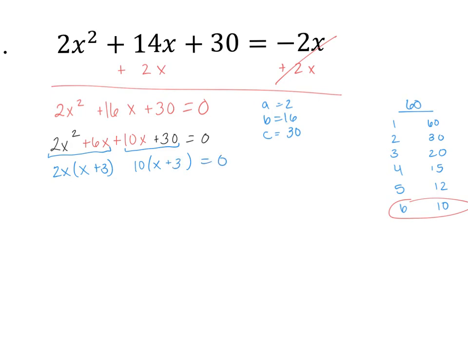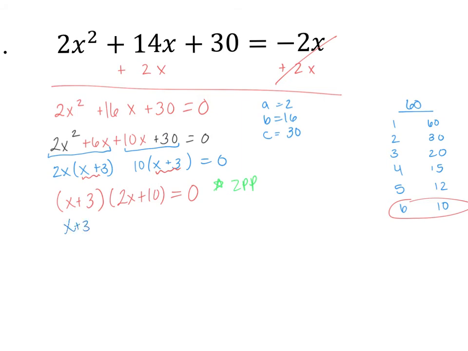That is important. Now my parentheses match, so I can write x plus 3 in one, and then take my outside terms and write 2x plus 10, and it's important to keep that 0. Now I have the zero product property. With the zero product property, all that means is I could set my parentheses equal to 0.